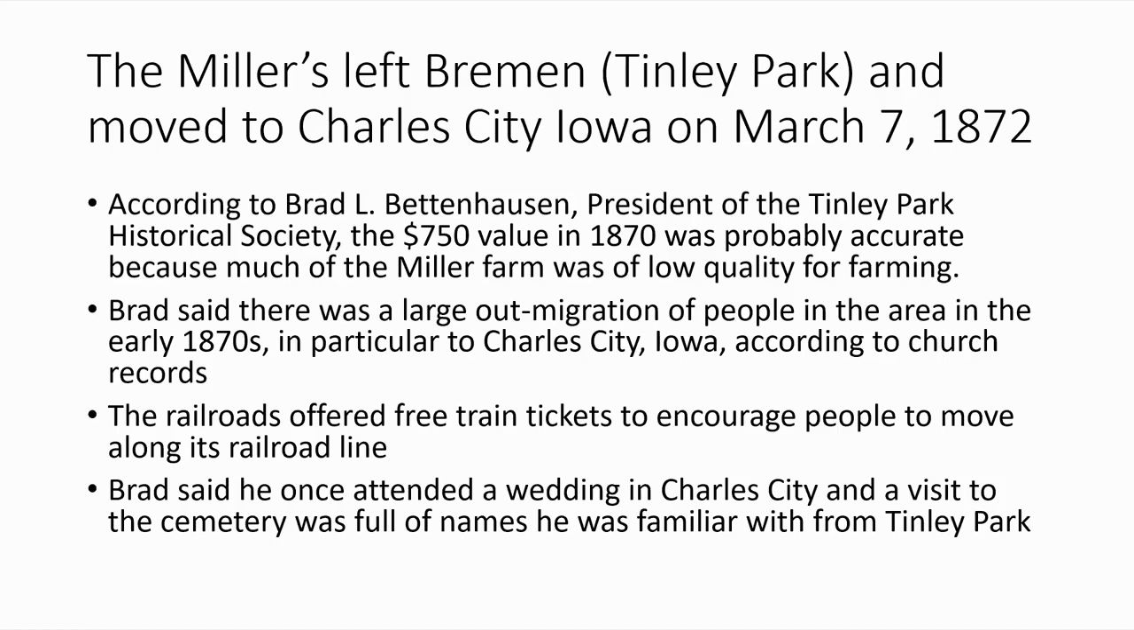And according to Brad Bettenhausen, the $750 value in 1870 was probably accurate because much of the Miller farm was of low quality for farming. He had records available to him that I didn't have. But Brad said there was also a large outmigration of people in the area in the early 1870s, in particular to Charles City, Iowa, according to church records. He said the railroads were offering free train tickets to encourage people to move out along its railroad line, Charles City, Iowa being along that railroad line.